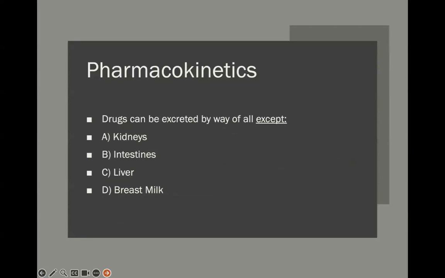We know C, liver, is not a way that it can be excreted because we just saw that it's metabolized in the liver. The video we watched just touched on excretion happening through the intestines. So the correct answer is going to be C, because drugs can be excreted through kidneys, through intestines, and through breast milk.